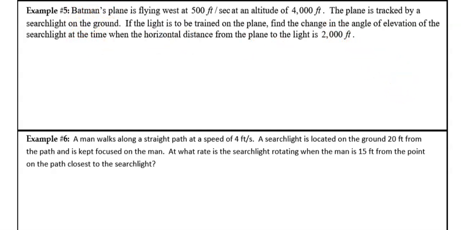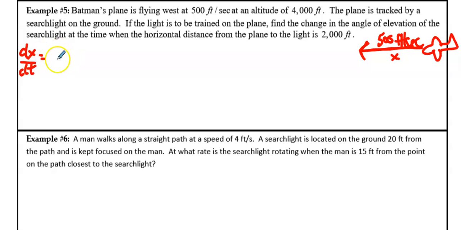So this one says Batman's plane is flying west at 500 feet per second. So we're going to go ahead and go directions here. So maybe a little vector. We don't have to worry about vectors, but this is 500 feet per second. And I'll go ahead and draw ourselves a little plane. So I'm going to call this x, right? I like the horizontal to be x. So I know that the change in x with respect to time is going to be equal to 500 feet per second.